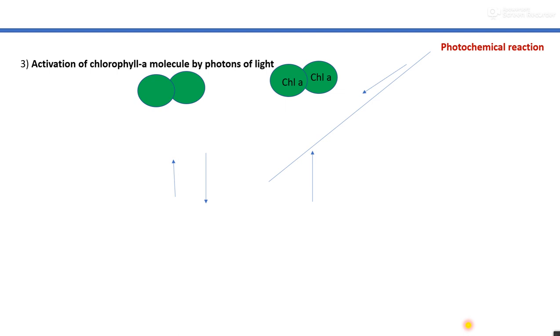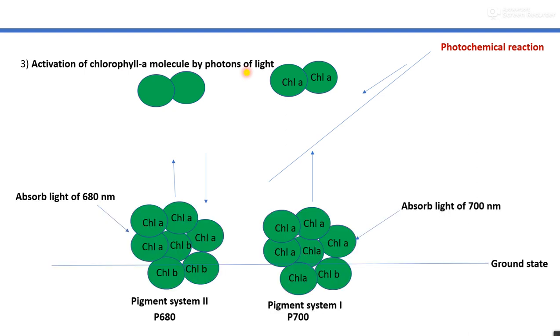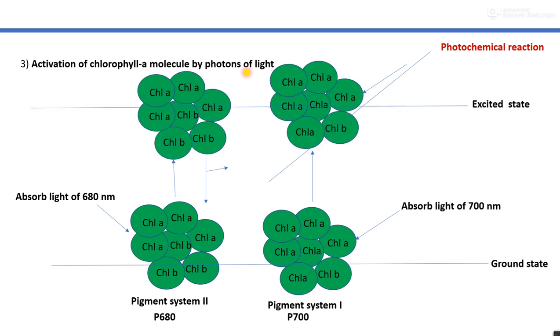Now the third important step of this reaction is activation of chlorophyll A molecule by photons of light. Here P680 and P700 form a chlorophyll A molecule in two pigment systems, receives a photon of light and it becomes an excited molecule having more energy than ground state energy. During the fall of excited molecule to ground state, these chlorophyll A molecule expels an extra energy with electrons in both pigment systems.